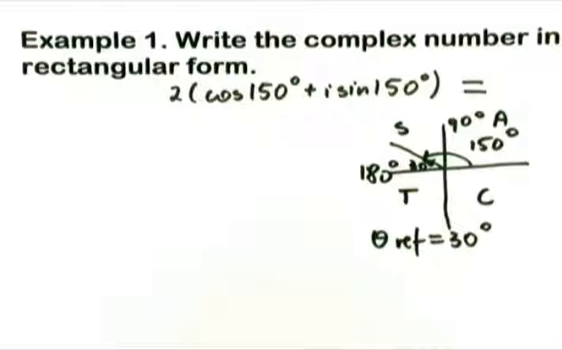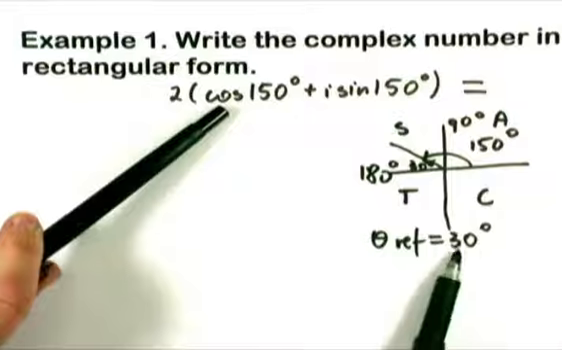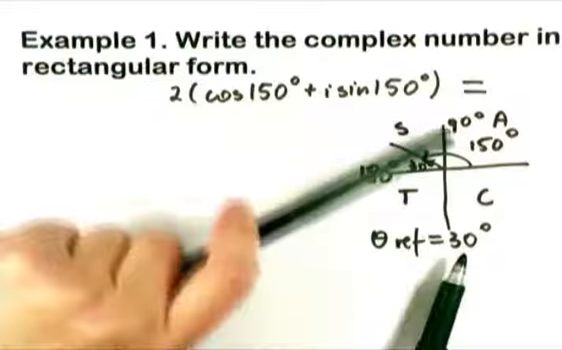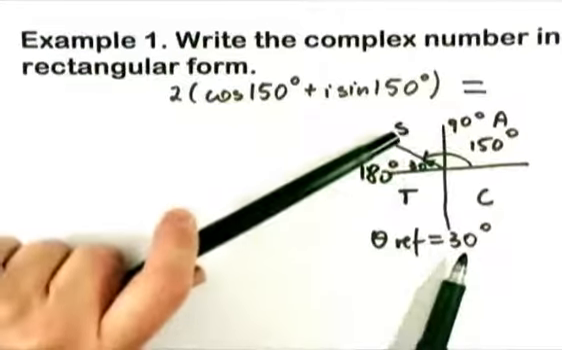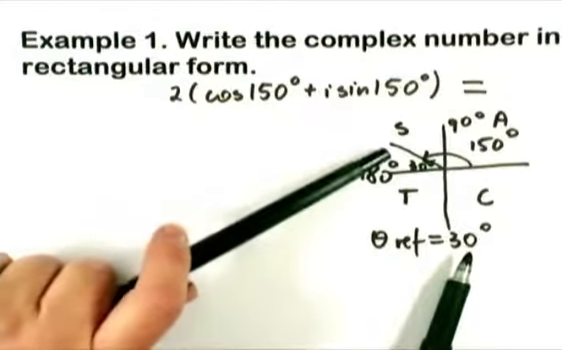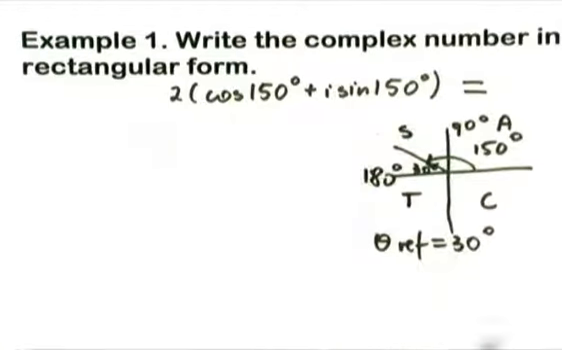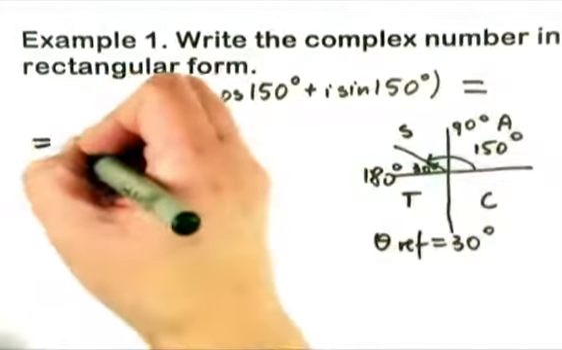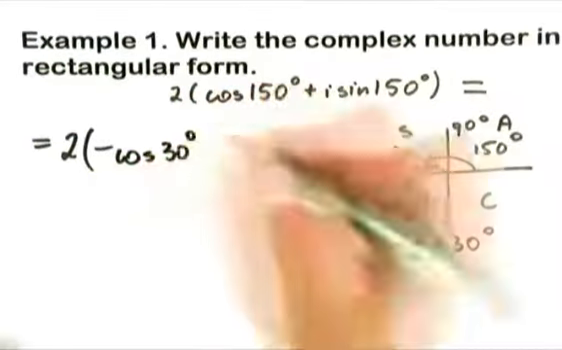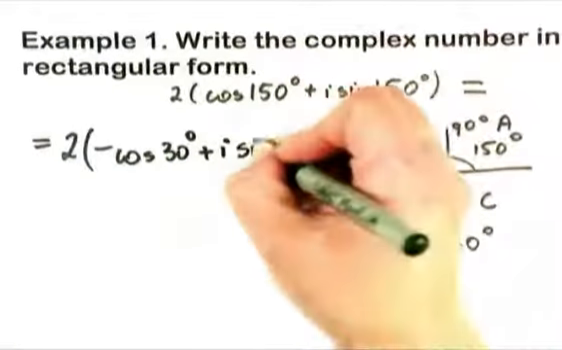So sine, cosine, or any trigonometric function is equal to the same function of the reference angle, up to the sign where it belongs. In this quadrant is my 150 degrees, and sine is positive. So cos 150 degrees is equal to minus cos of the reference angle, because in this quadrant cosine is negative. So my number is equal to 2 times (minus cos 30 degrees plus i sine 30 degrees), since sine is positive.